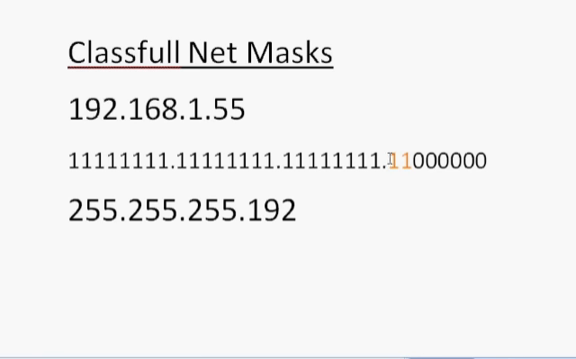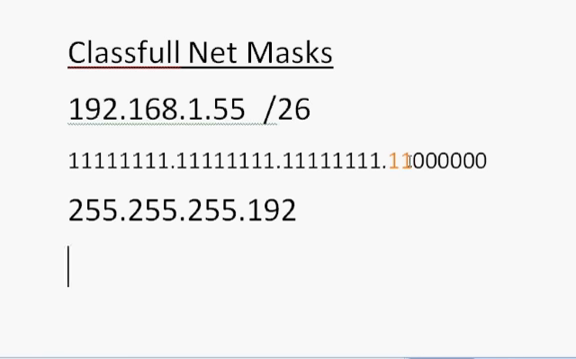Well, the magic number in this case is the last one that you've borrowed. So in this type of situation, this would be written as slash 26, because if we count up all the ones, there's 26 of them now. There were 24, now there's 26.